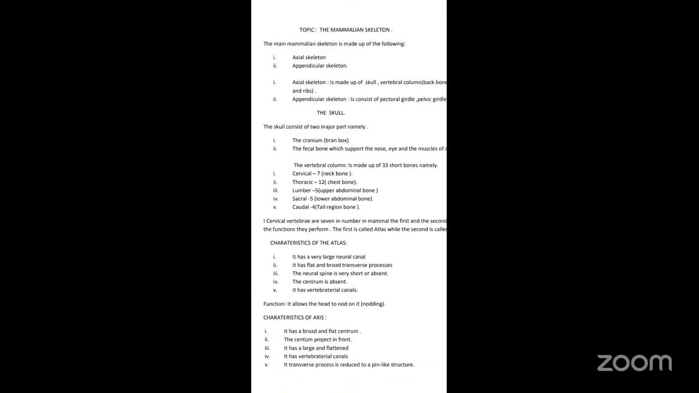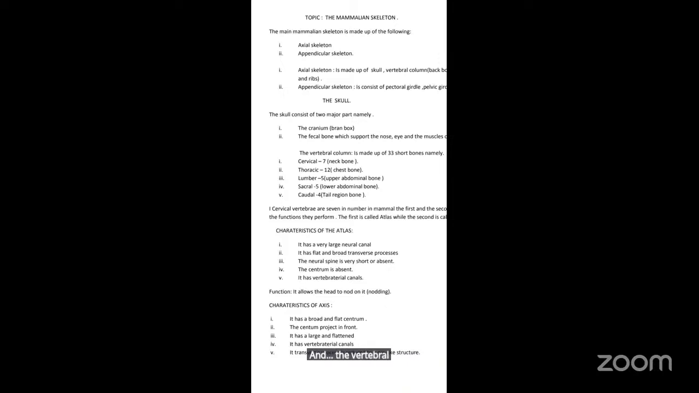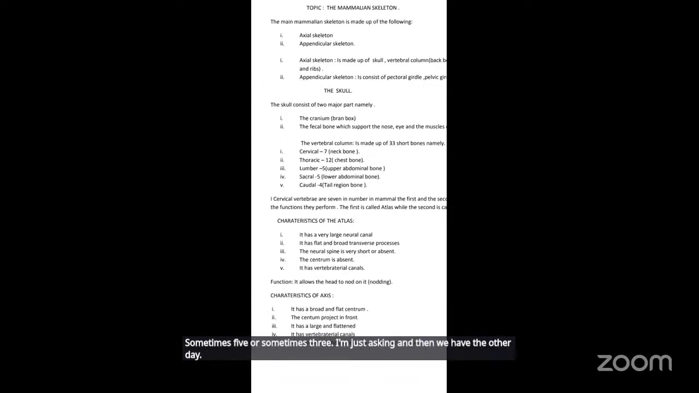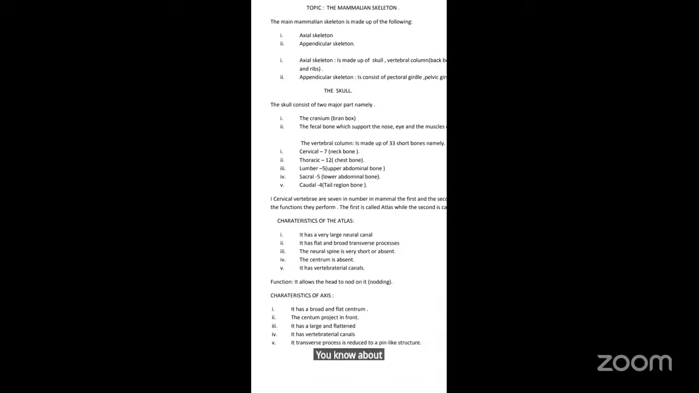And the vertebral column is made up of 33 short bones: the cervical, 7 in number; the thoracic, 12; the lumbar, 5; the sacral, sometimes 5, but sometimes it can be as low as 3 and as high as 10. And then we have the coccygeal bones, which are usually 4. The number given here is representative of human beings to a large extent.